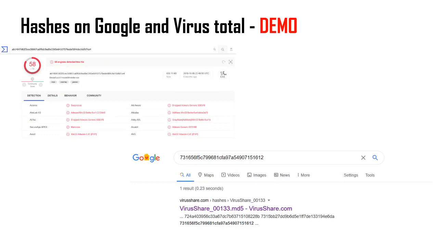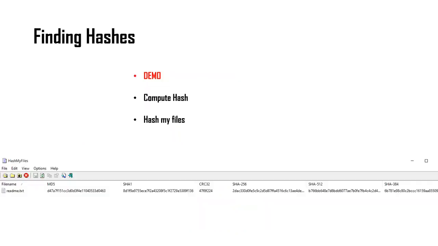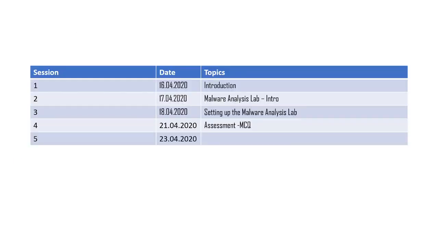and we have seen the hash search on Google and VirusTotal. We did a demo also. So here in this PPT I have shown some hash searches with some results, right? Some results are there. So this is how to find the hashes. We have two tools, compute hash and hash my files. So with the help of hash my files, I have shown how to extract the MD5 of a particular file, right?